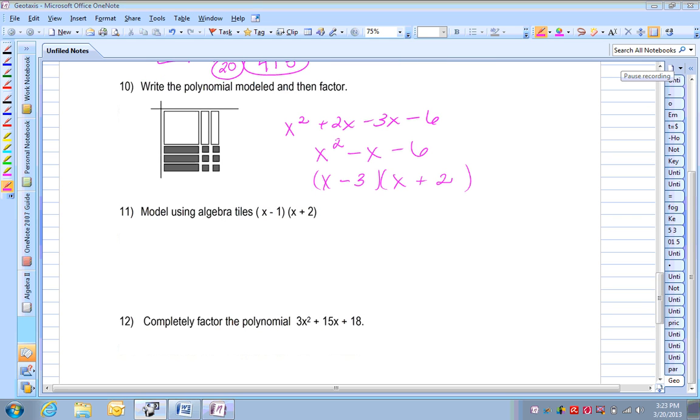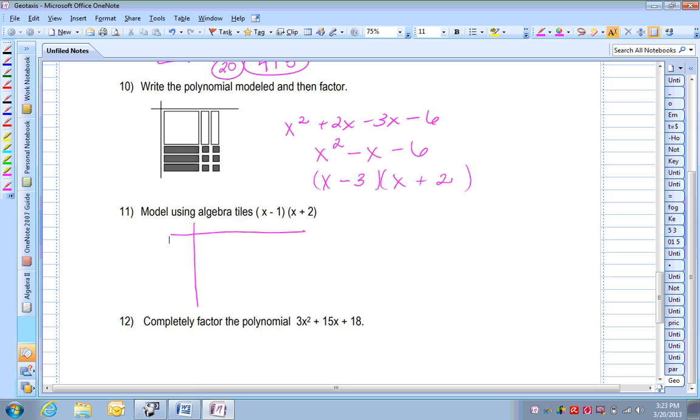All right, number 11 asks us to model using algebra tiles x minus 1 times x plus 2. So I'm going to go ahead and draw my little algebra tile mat that I usually draw. That looks like that. And then I need to put my factors on the top and the side. So I have an x minus 1. So remember, positive x is just an unshaded bar. And then I put a -1 unit next to it. So in order to show something's negative, I shade it in.